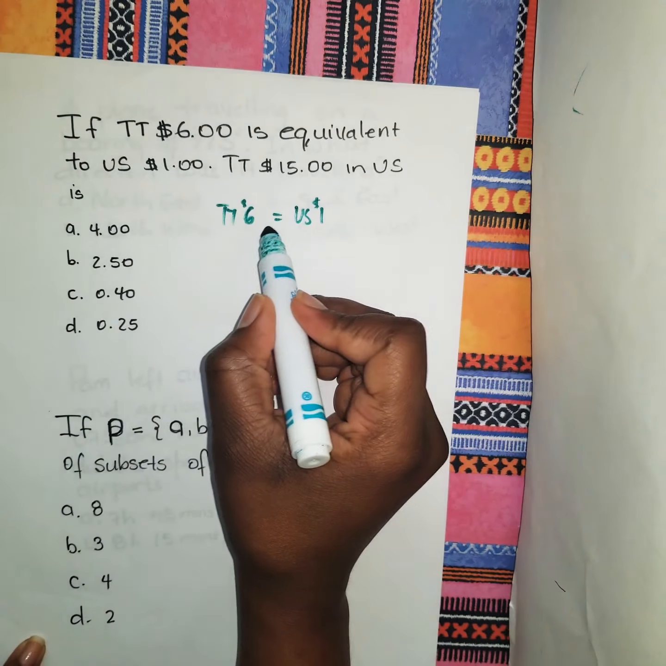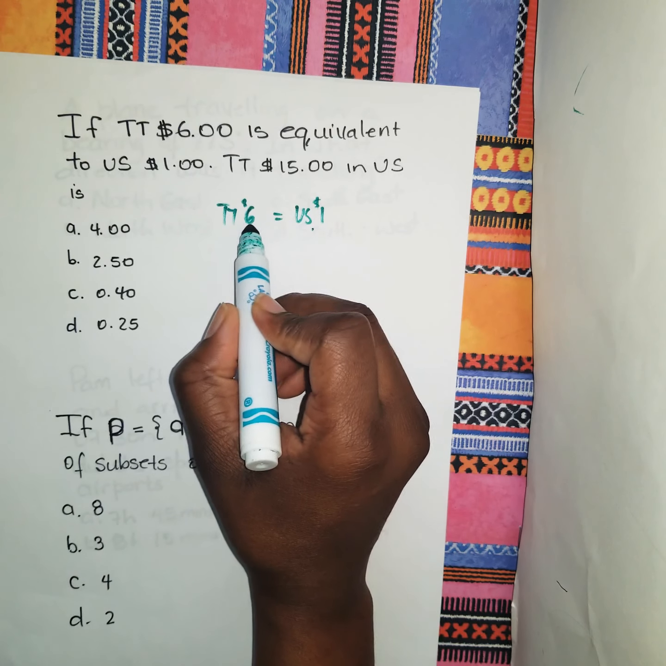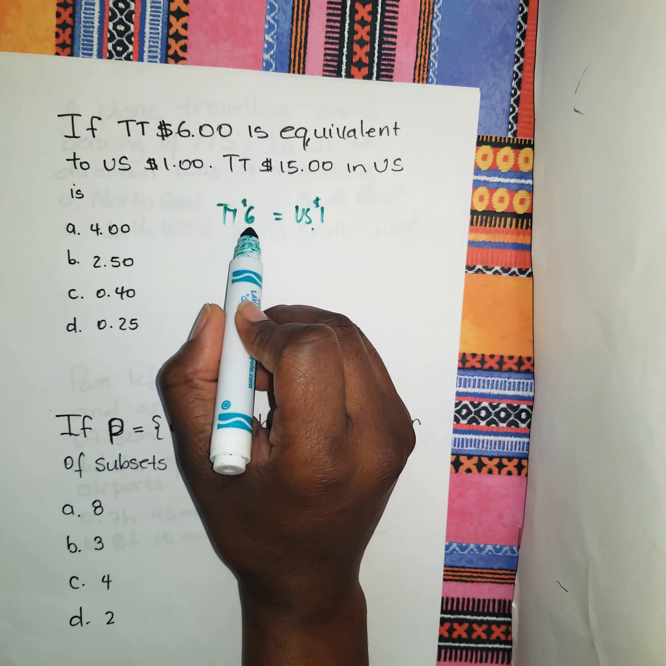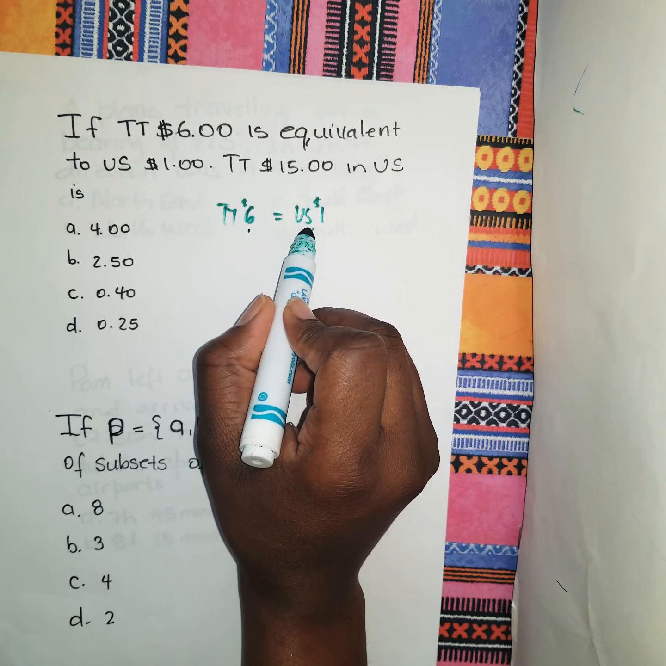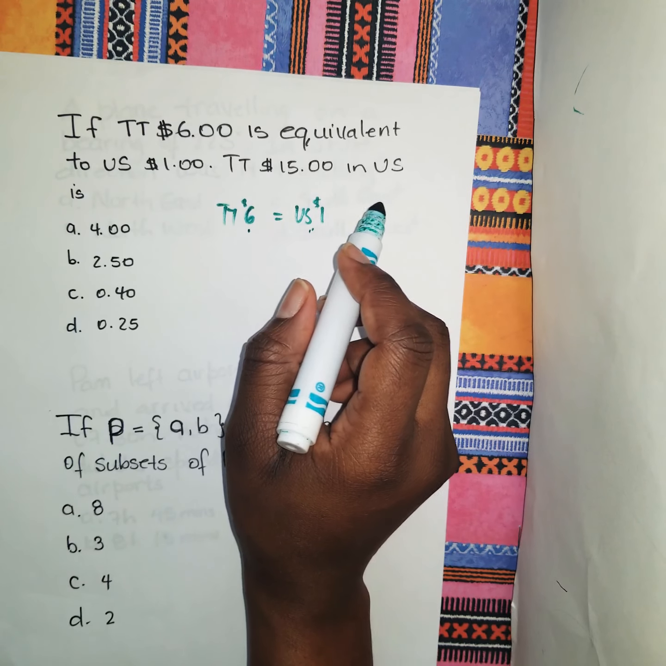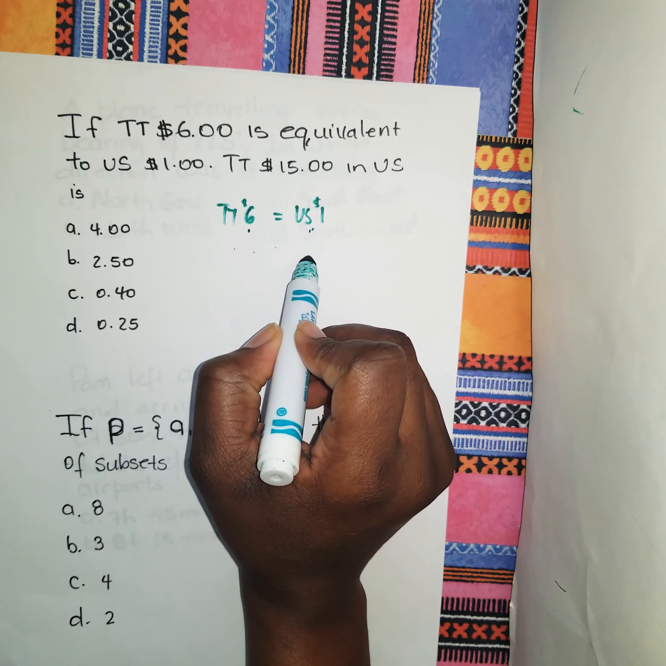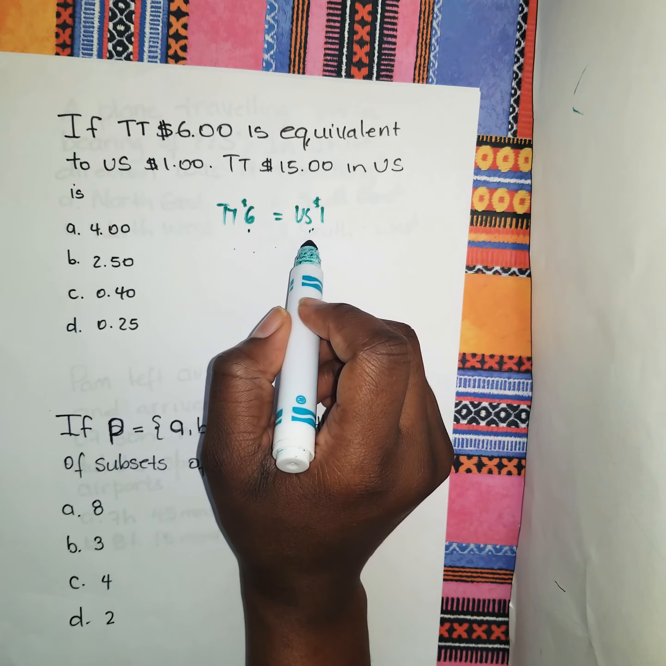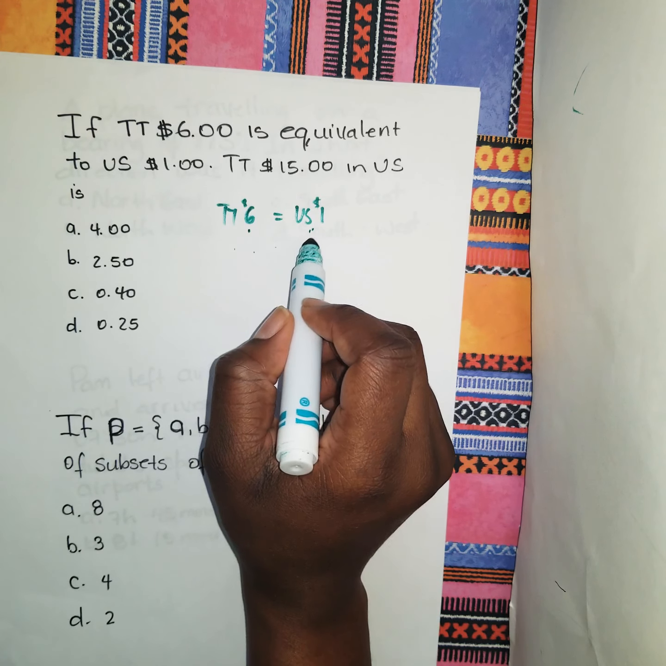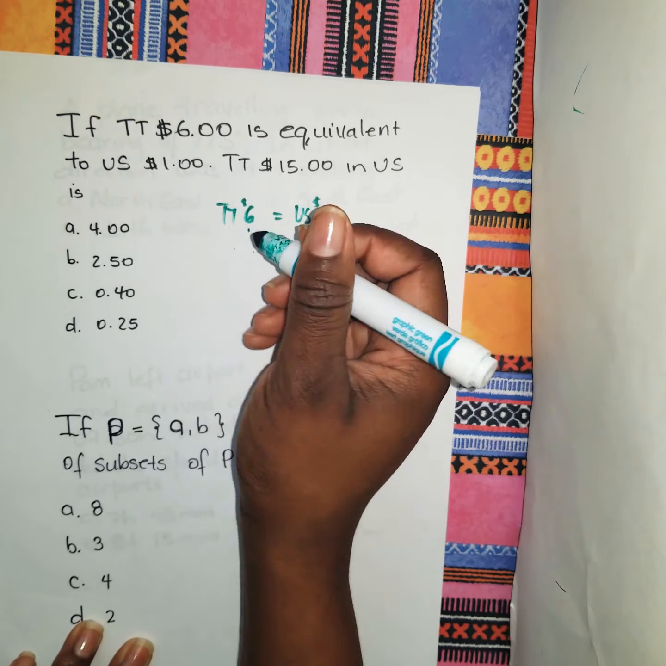If you're thinking about weak and stronger currency, we'll know that this is the stronger currency, and this is the weaker one. How do we know? Because you have to have 6 TT to give you one US. If you think about the Jamaica scenario, Jamaica 130 is equal to US $1. So it takes 130 of our money to make $1 of their money. So we know that US is stronger, Jamaica weaker. But we're talking about TT here.